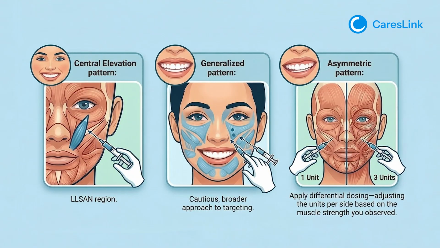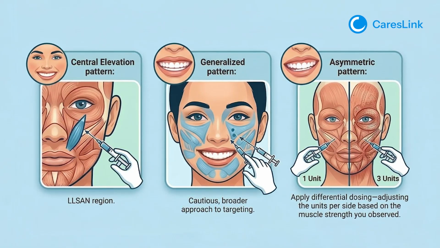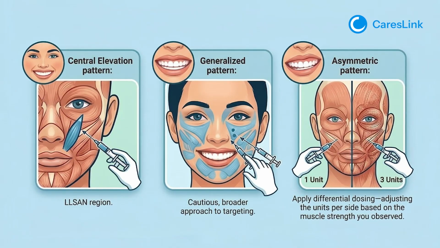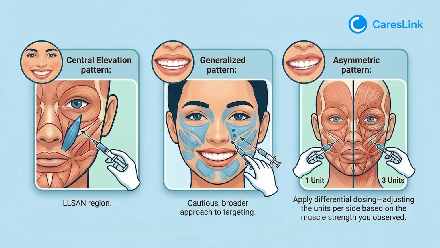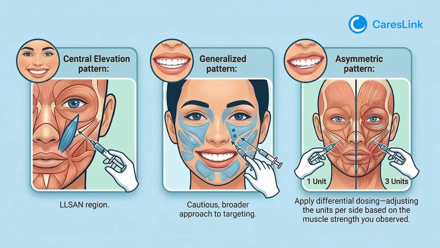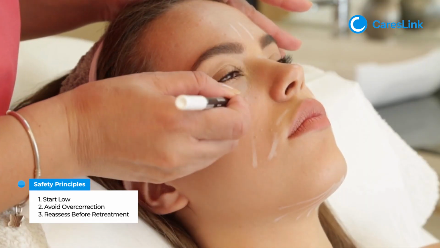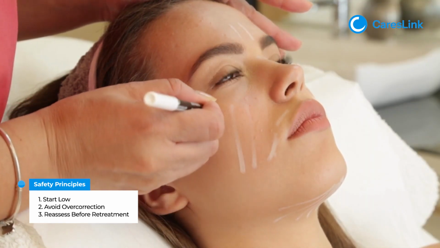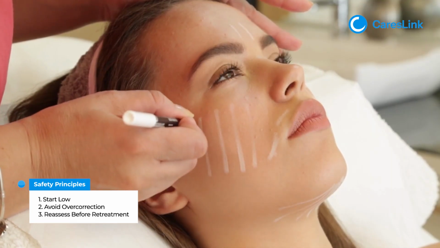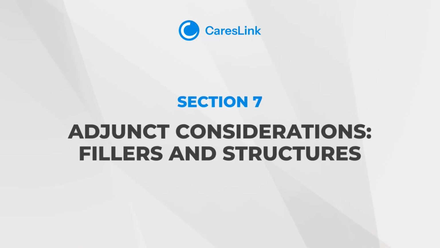For a central elevation pattern, your focus will be on the LLSAN region. For a generalized pattern, you will take a cautious, broader approach to targeting. For an asymmetric pattern, you will apply differential dosing, adjusting the units per side based on the muscle strength you observed. Regardless of the pattern, your dose must remain conservative and individualized. The goal of assessment is to ensure the neuromodulator is used to modulate specific muscle activity, not to suppress overall lip function entirely.